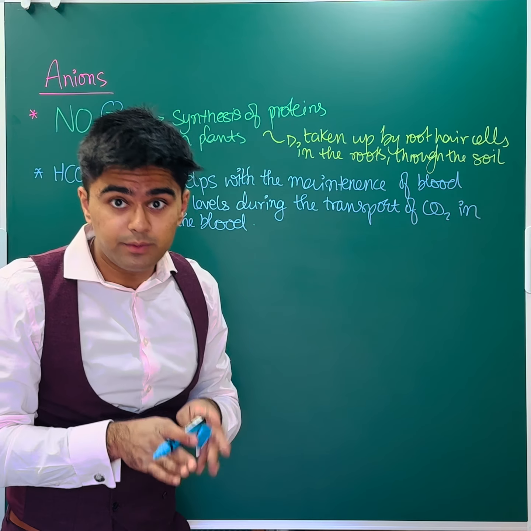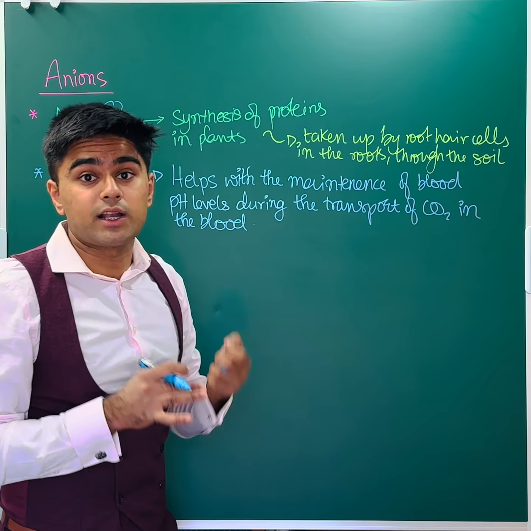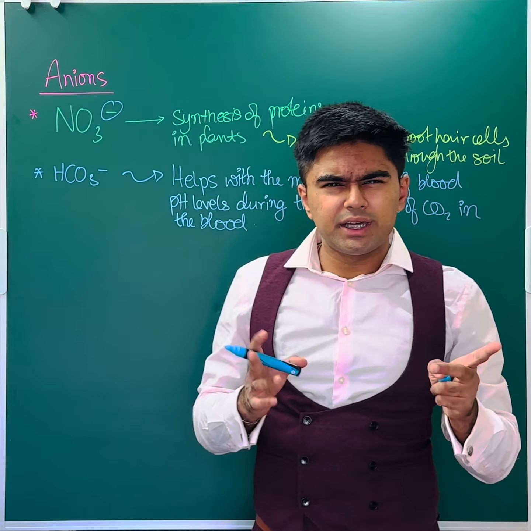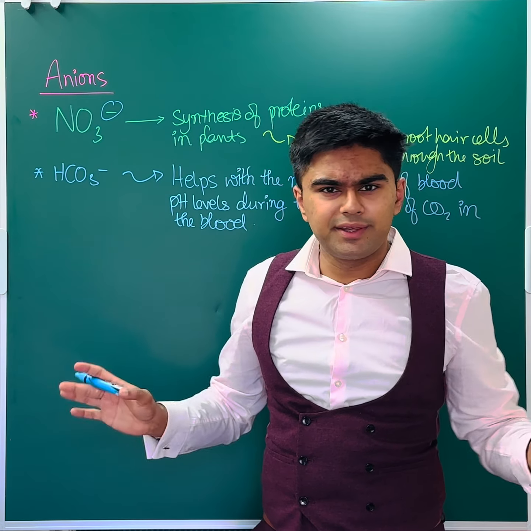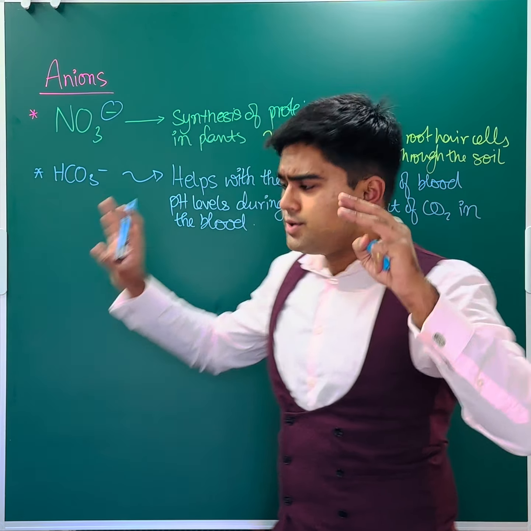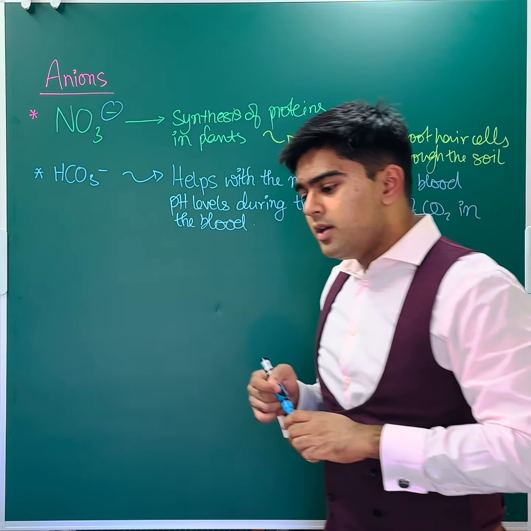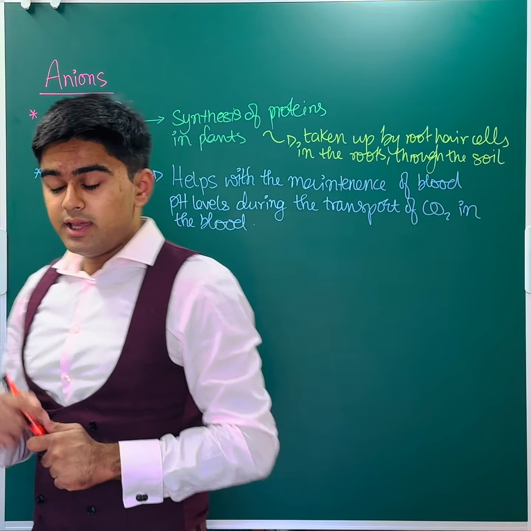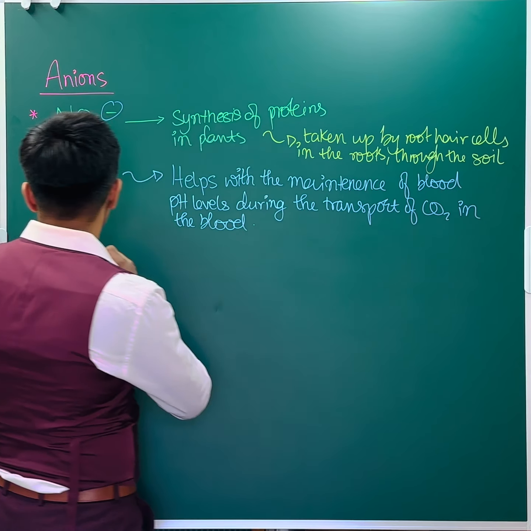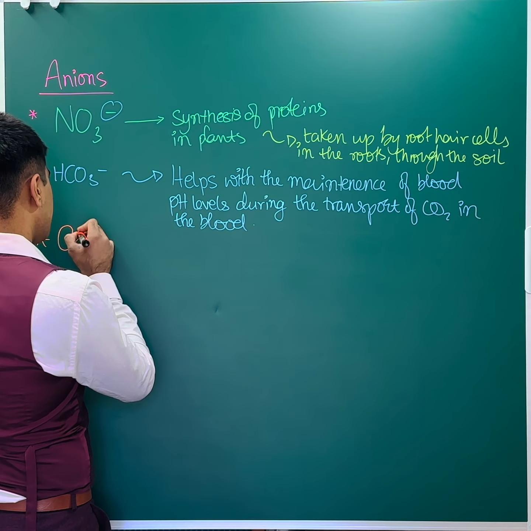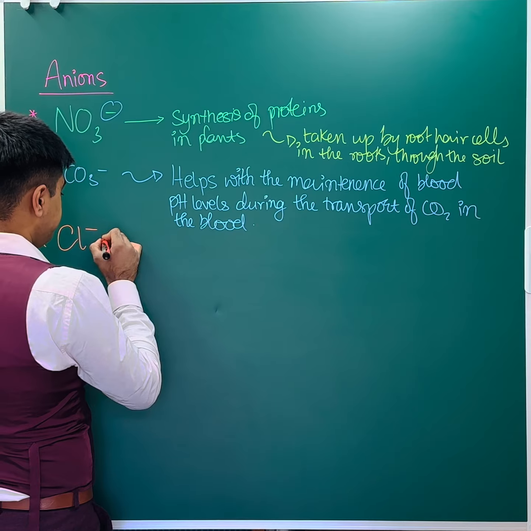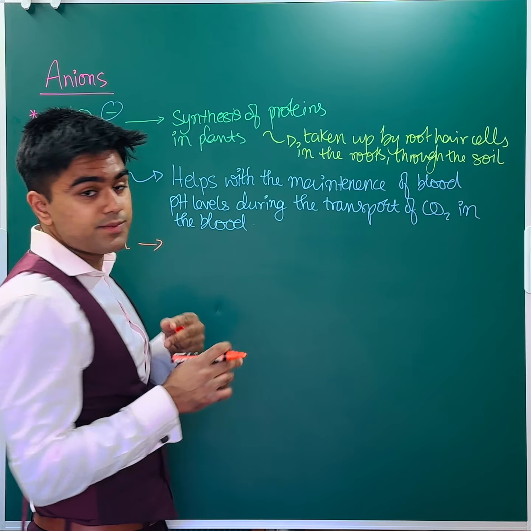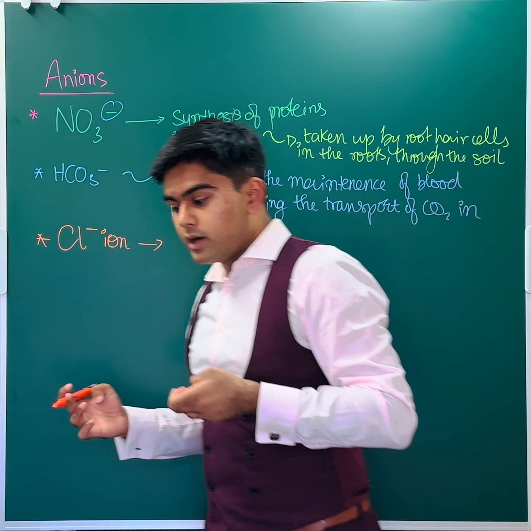Not in the RBC, we're not talking about that, we're saying in the actual blood. And although the RBC is involved, I don't want you guys to get too complicated too soon right now, okay? Just remember this, simple. Next ion that we need to memorize almost is your chloride ion. Now, this is something that comes up so often in chemistry, chloride ions.